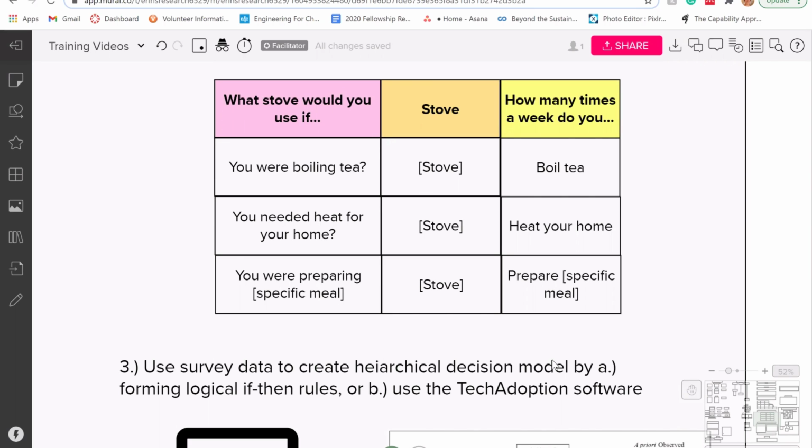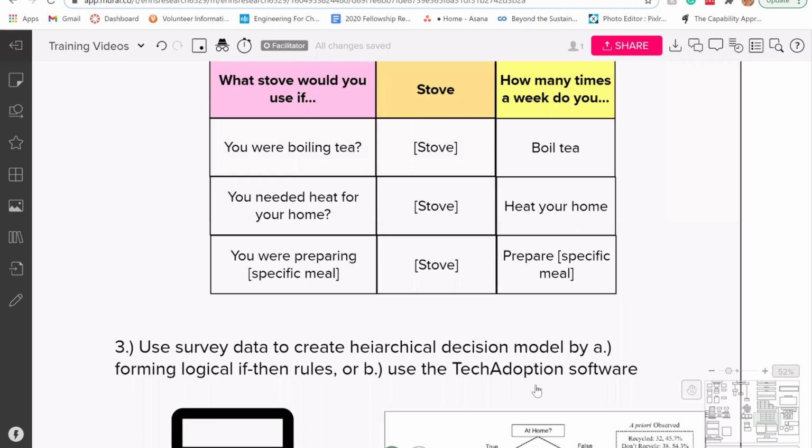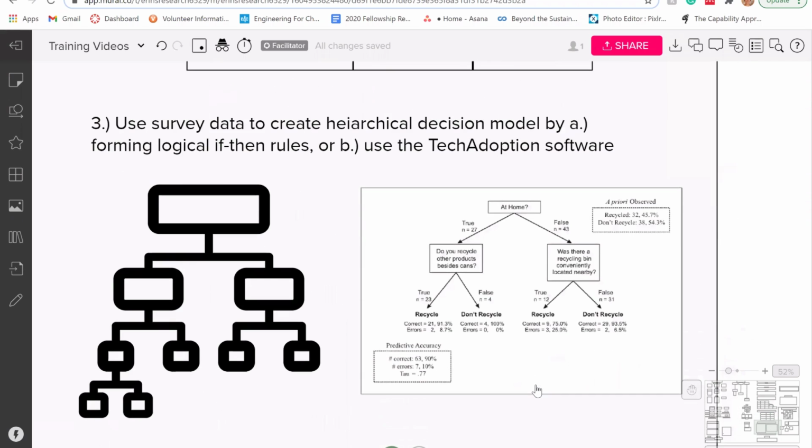Going through this process of building a decision tree, we might find that it comes down to a few decision criteria, for example, which would be really interesting. And so what they found is that if someone was at home and they also recycle other products, they were most likely to recycle their can. If they weren't at home, the next most important decision criterion was whether or not they were close to a recycling bin. And so this was able to predict with around 90% accuracy. And so we want to do a similar thing here.